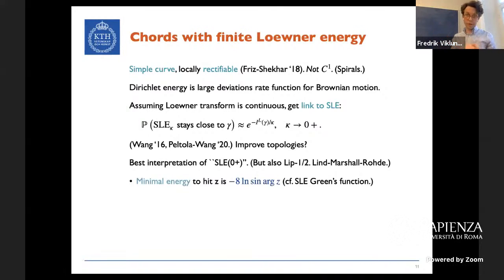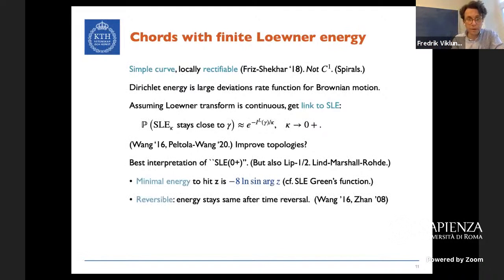You can also see why you would not be able to have double points on the curve, and the curve cannot hit the real line, and so on. So for a given energy, you will always stay in a fixed cone, in fact. But I think the first really surprising or remarkable result about these finite energy chords was also due to Yilin.